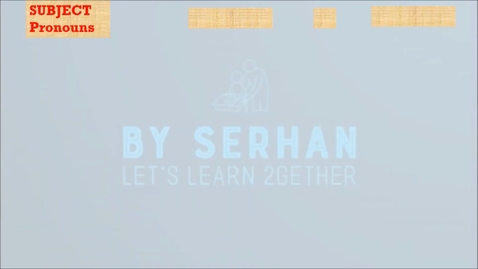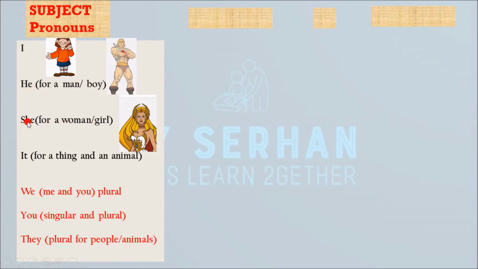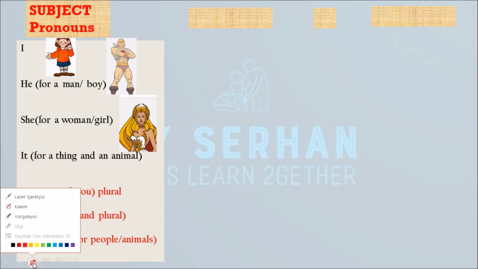We start a simple sentence with a subject pronoun. Subject pronouns are the nouns used instead of names or nouns. For example, if I want to talk about myself, I use the subject I. If I want to talk about a man or a boy, I use the pronoun he, and for a woman or a girl I use she, and I use it for a thing and an animal. These are the singular pronouns.